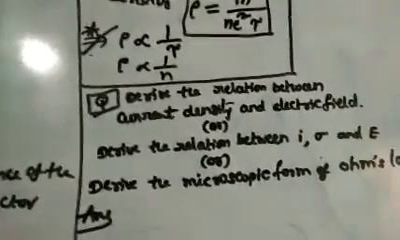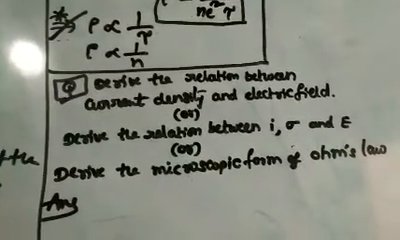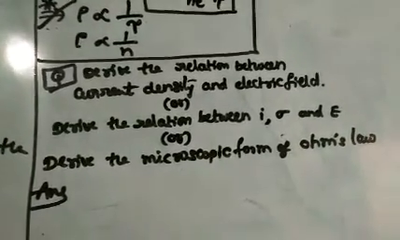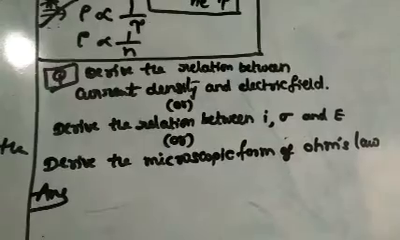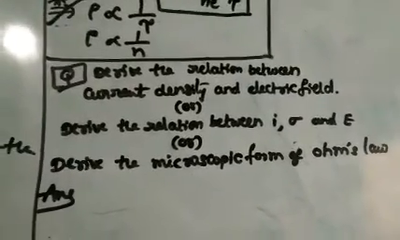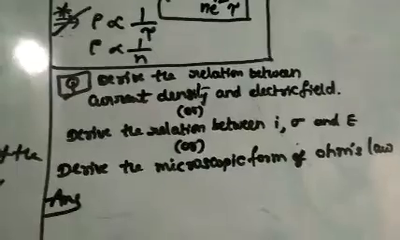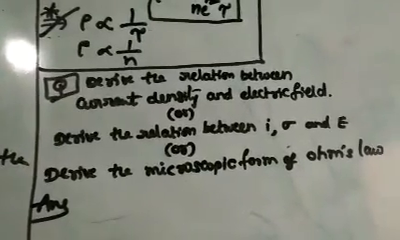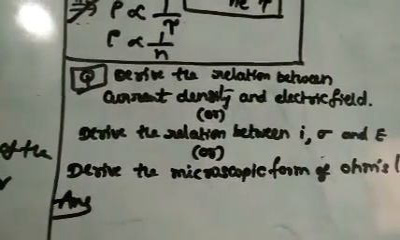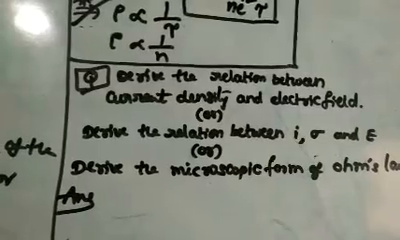Now coming to the next one: derive the relation between current density and electric field, a very important question. Another model is the relation between J, sigma and E, or derive the microscopic form of Ohm's law. Here also the derivation is very easy, a simple point.